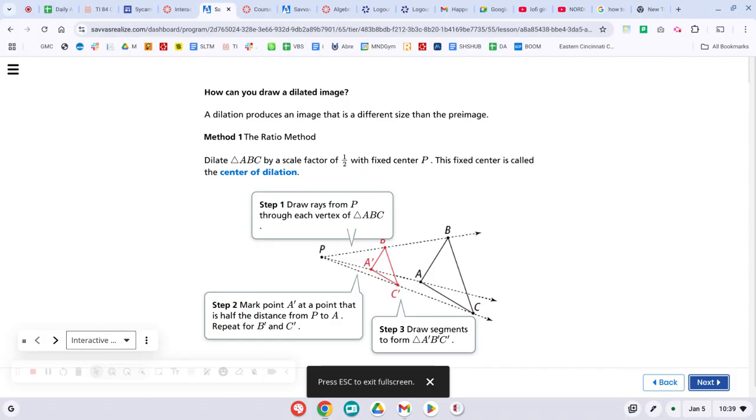We take a point, we connect PB, PA, and PC, and then we bisect each of those segments, and those new bisection points are what allows us, with a construction tool, to dilate a figure. Look, you can start with any point here, point P.